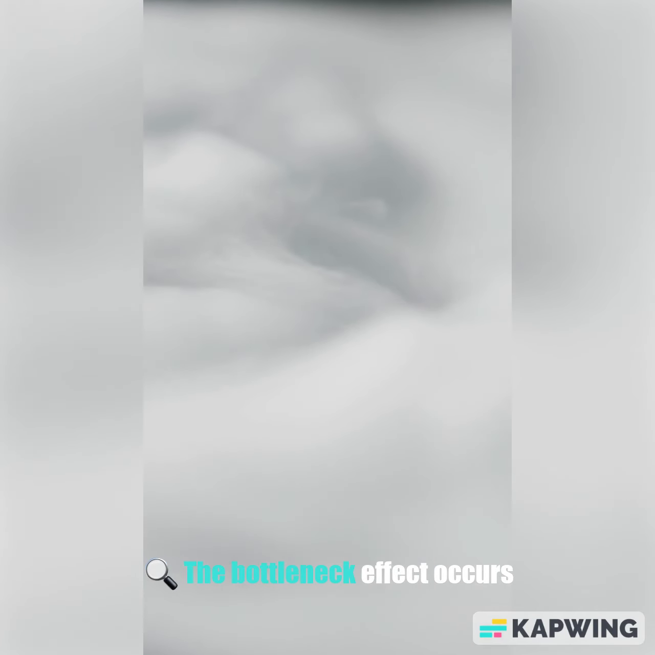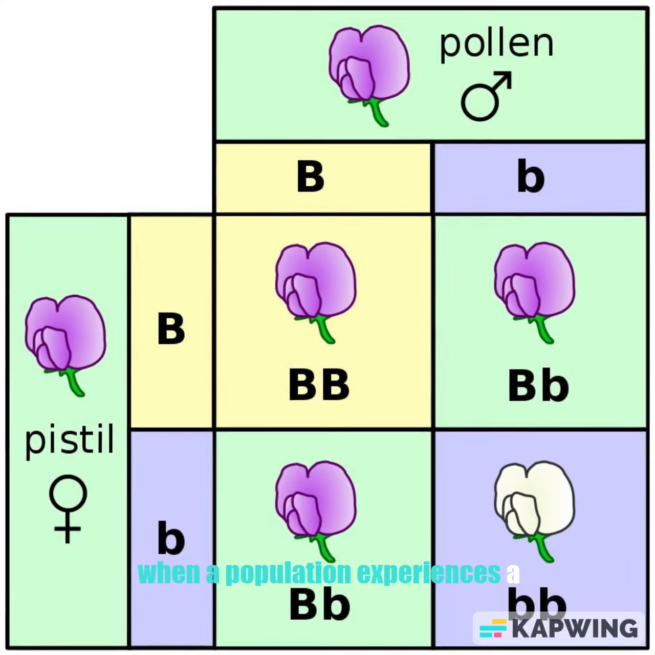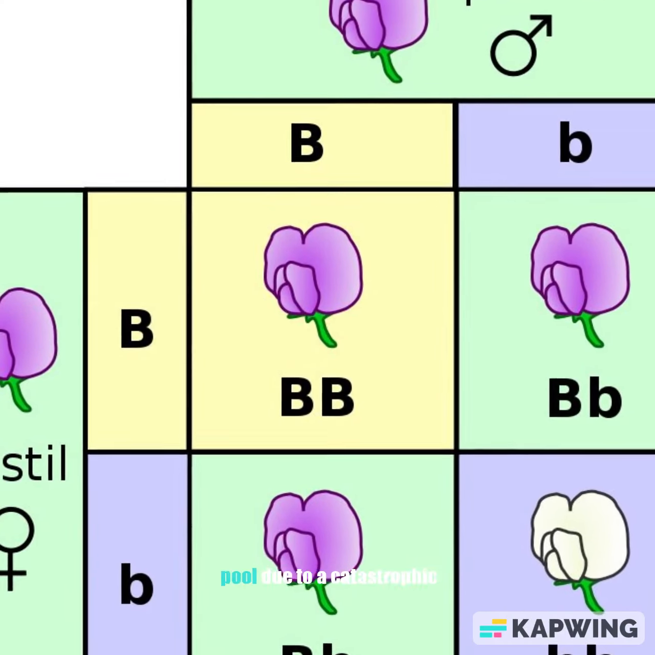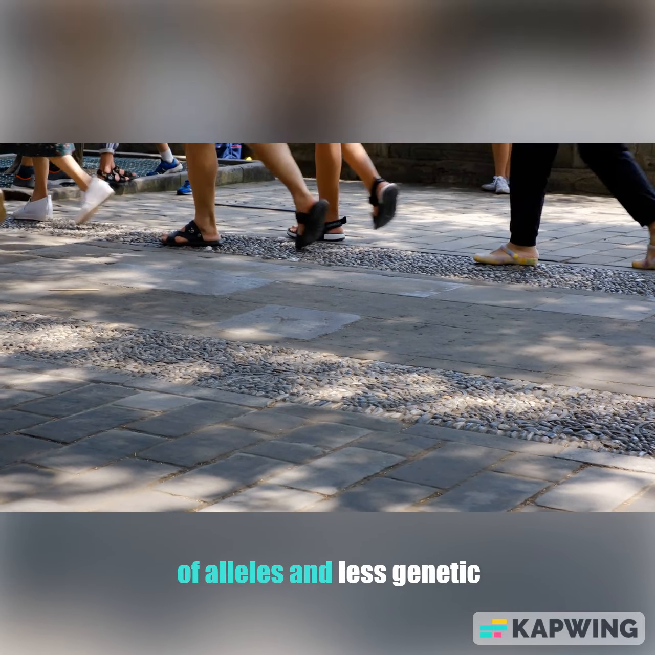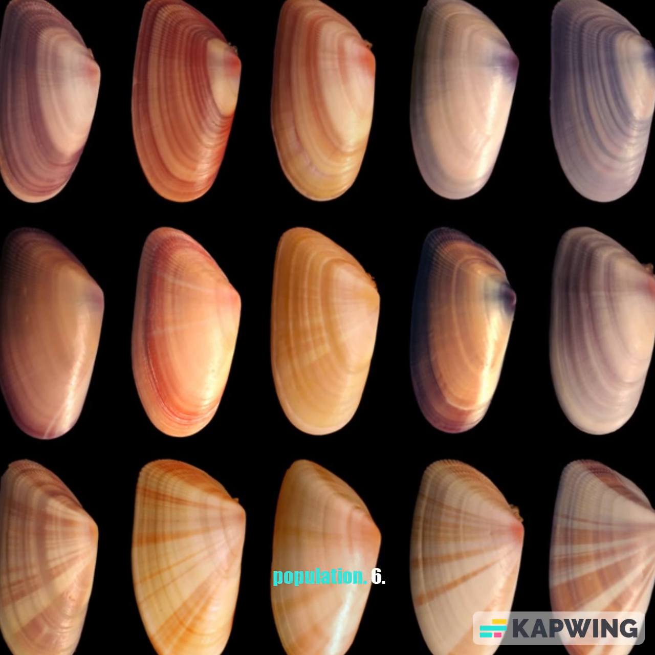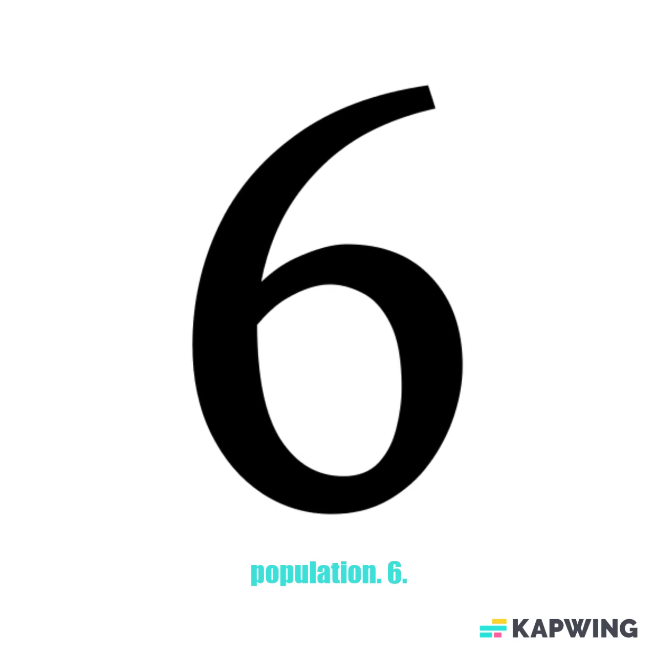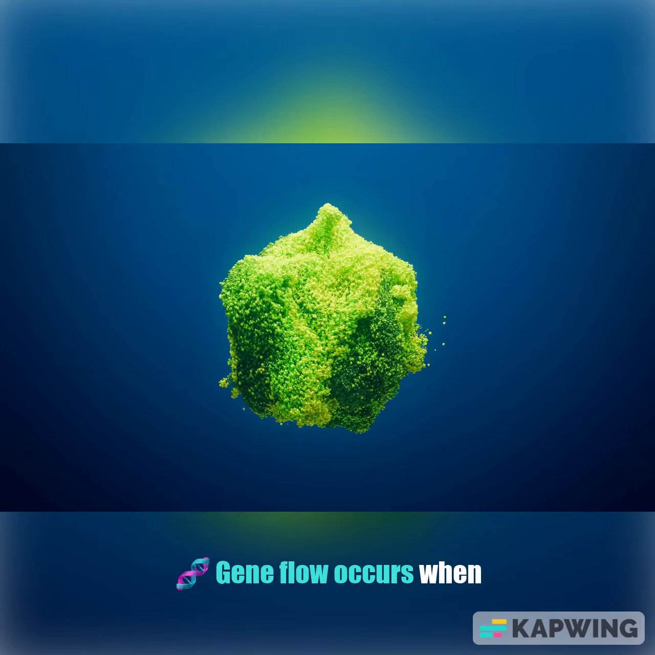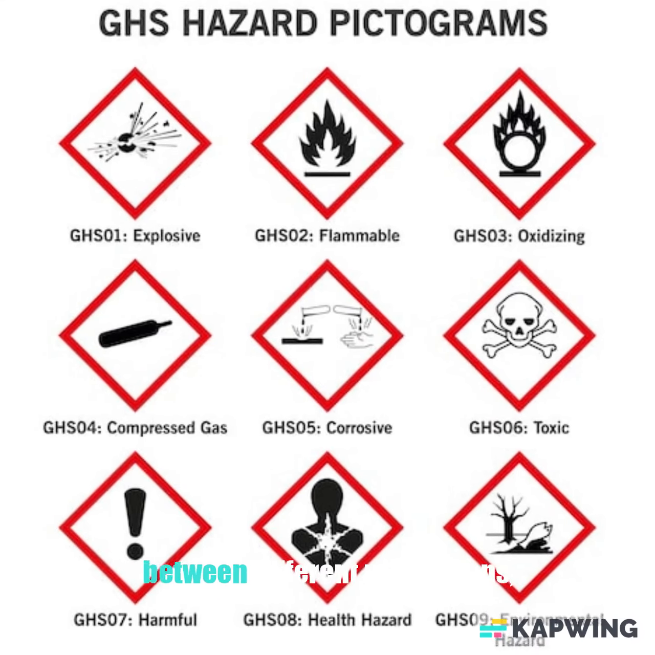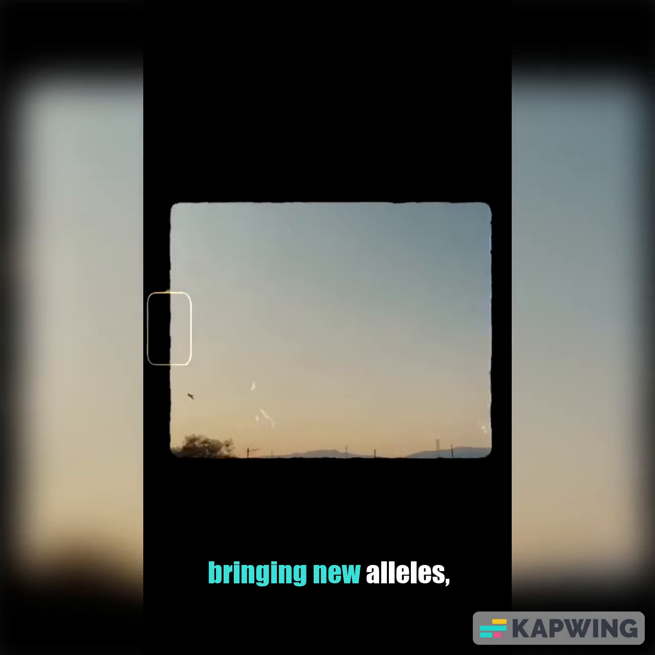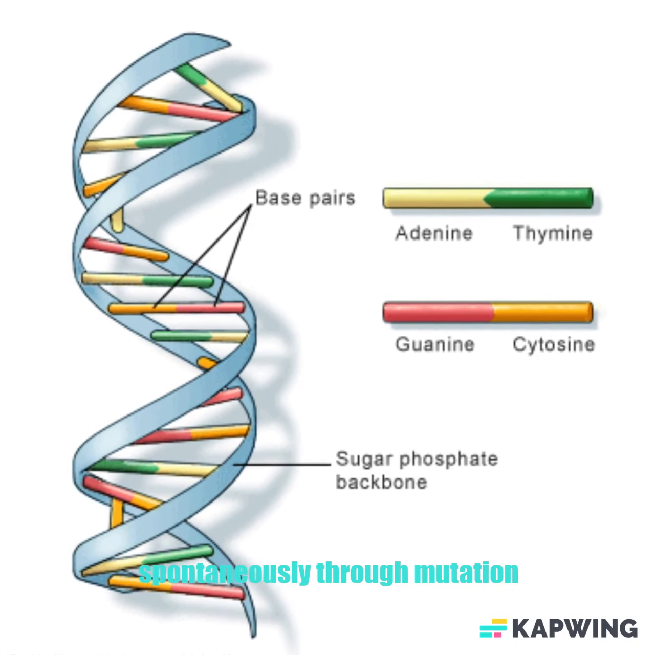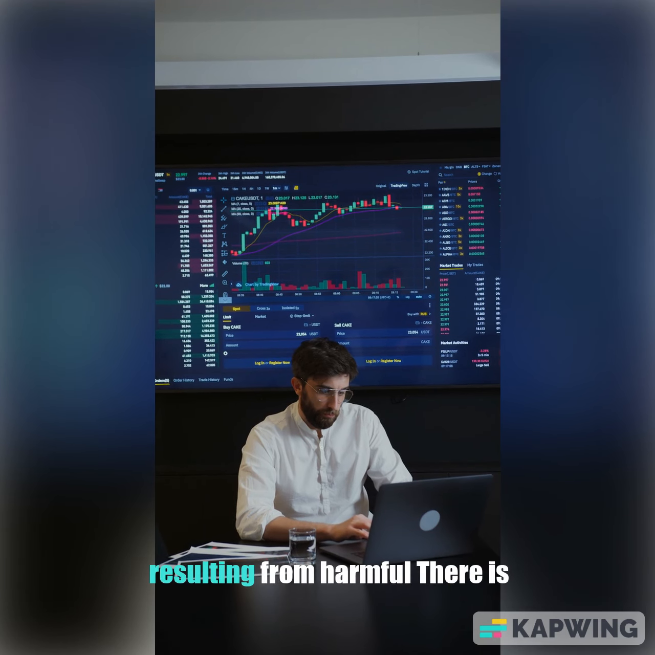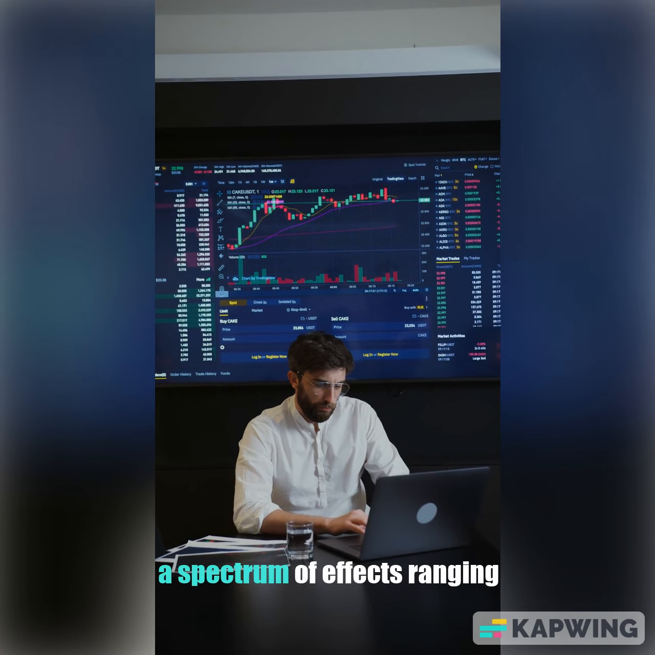5. The bottleneck effect occurs when a population experiences a drastic reduction in the gene pool due to a catastrophic event, resulting in a narrower range of alleles and less genetic variation in the surviving population. 6. Gene flow occurs when individuals move and reproduce between different populations, bringing new alleles, while new alleles can also arise spontaneously through mutation or changes in chromosomes, with effects ranging from harmful to useful.